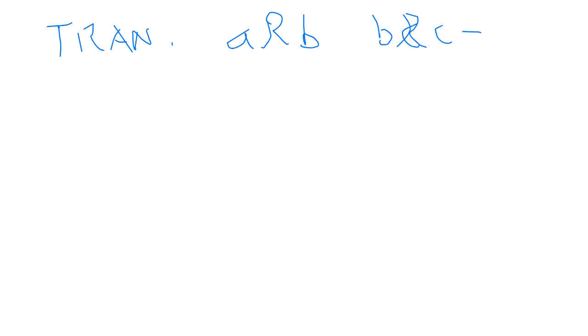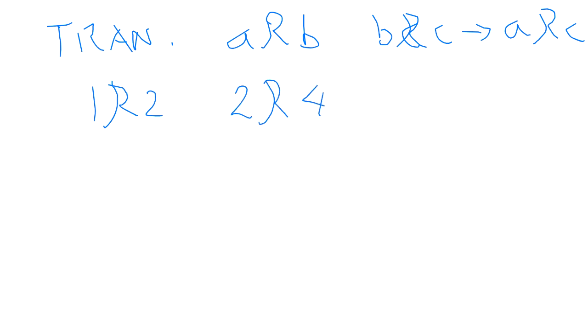Everything will come off the board. Transitive. For transitive, if A relates to B and B relates to C, it is telling us that A relates to C, which is the case with less than, because if 1 is less than 2 and 2 is less than 4, then it means that 1 must be less than 4.